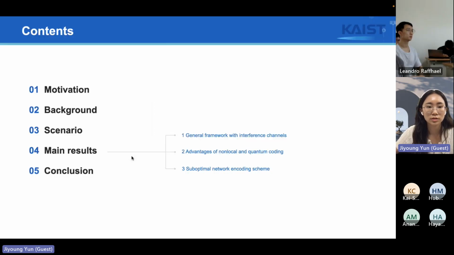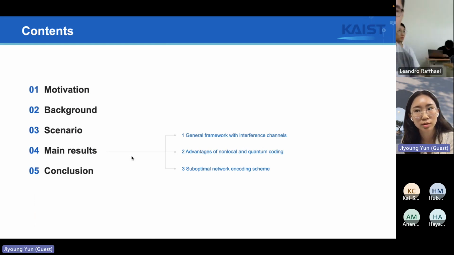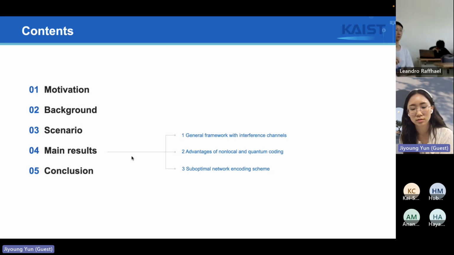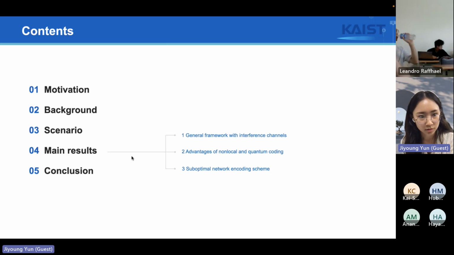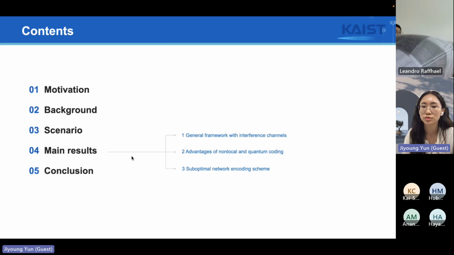So today, I will present from the motivation of the quantum network information theory, and then I'm gonna explain background of the network information theory and the non-locality that is used in networks as a resource. Then I will introduce the scenario that we considered in this work, and there are three main results. First, a general framework with interference channels, and we show the advantage of non-local and quantum coding. And lastly, I'd like to suggest the optimal network encoding scheme.